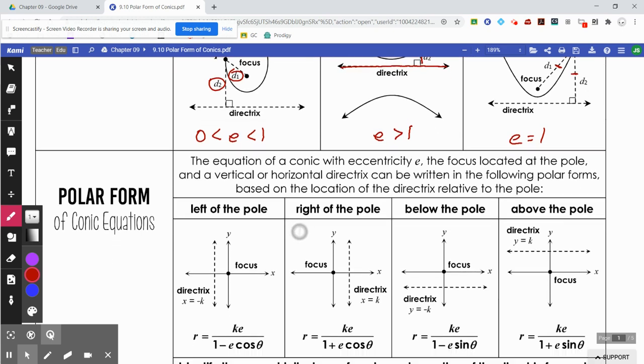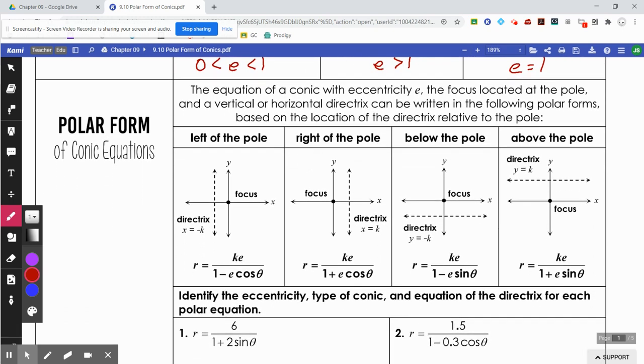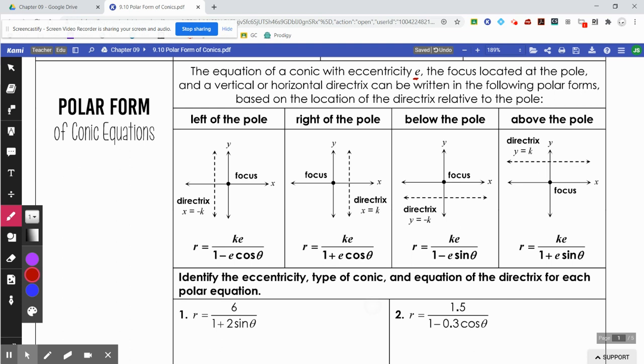Okay, now let's look at the polar form of these conic sections, or conic equations. The equation of a conic with eccentricity E has the focus located at the pole, so we're going to put our focus on every one of these at 0, 0. It's going to be located at r equals 0 and theta equals 0 at that pole. And the vertical and horizontal directrix can be written in the following polar forms based on the location of the directrix relative to that pole.